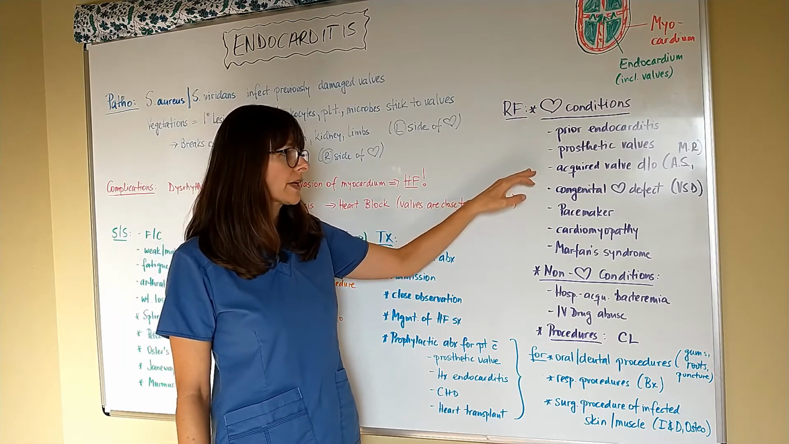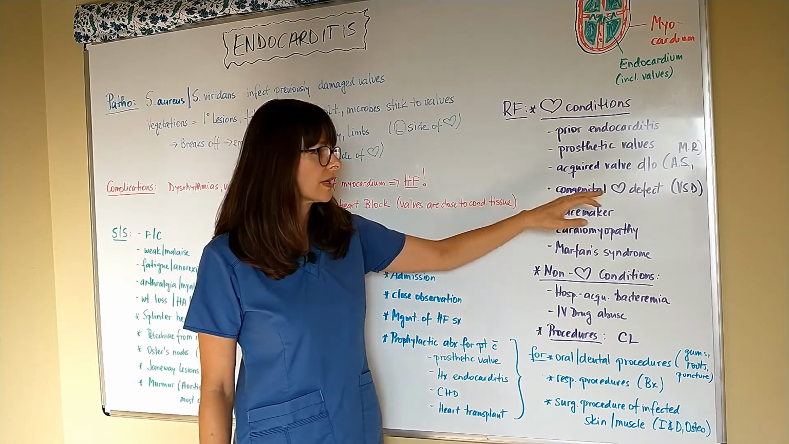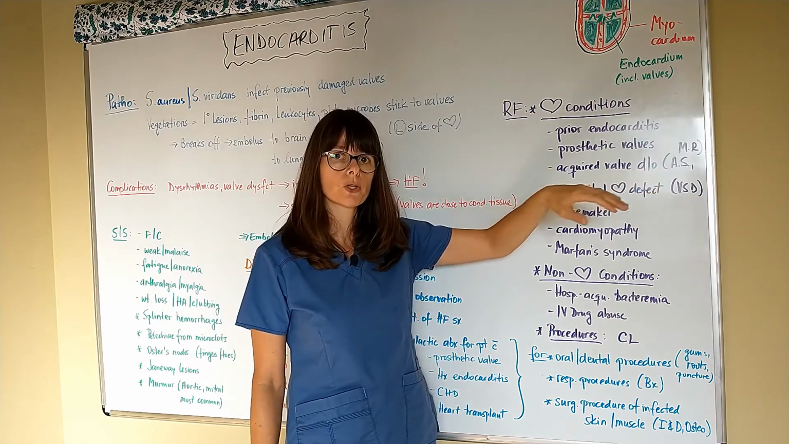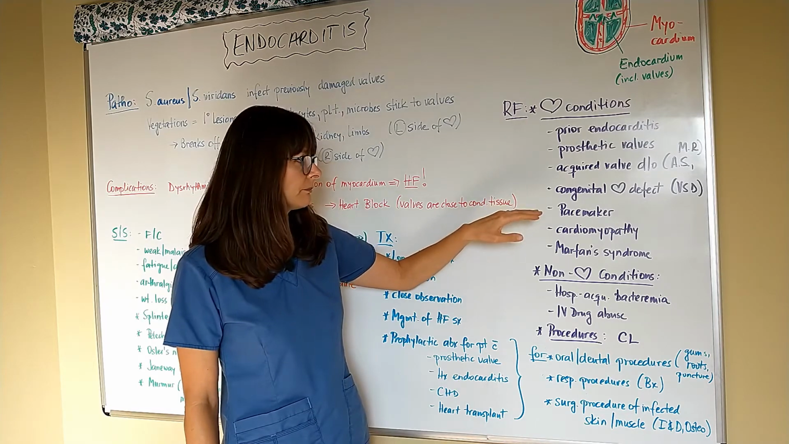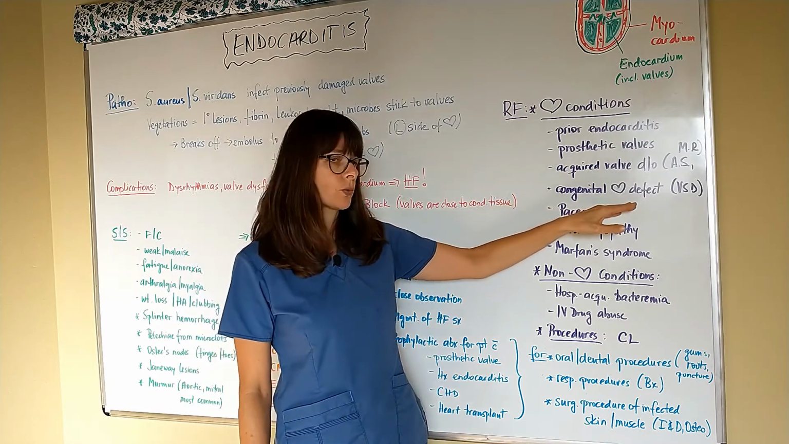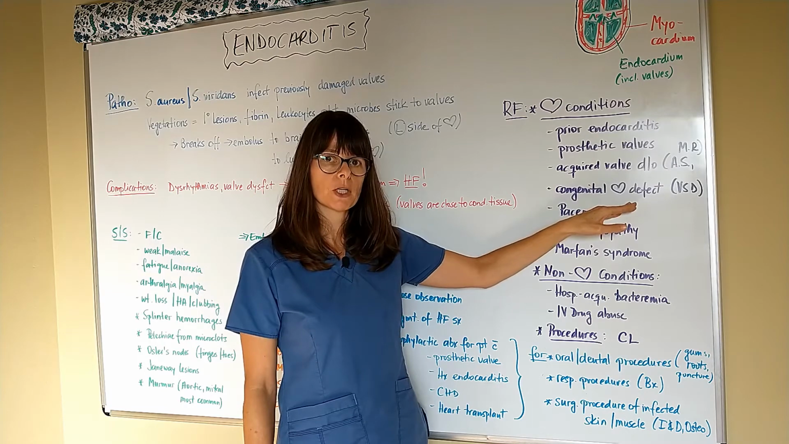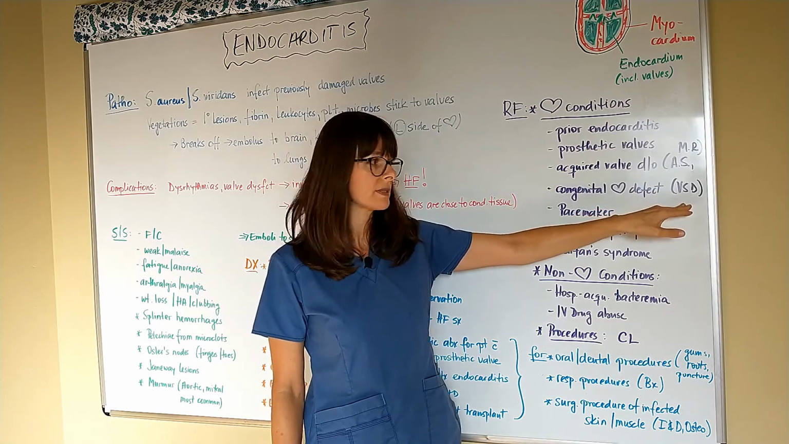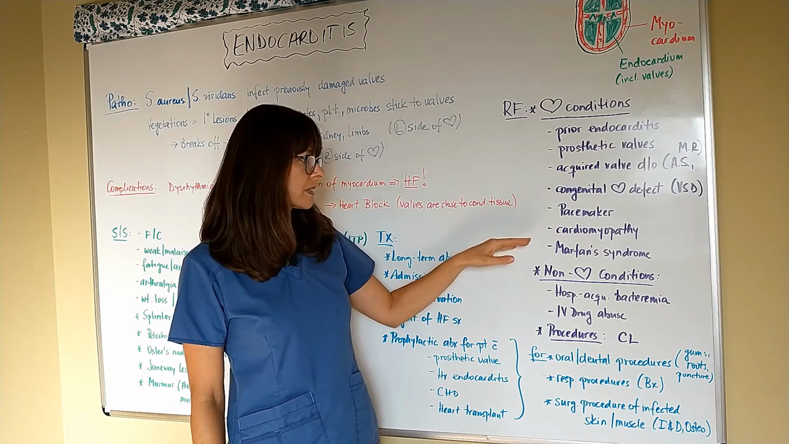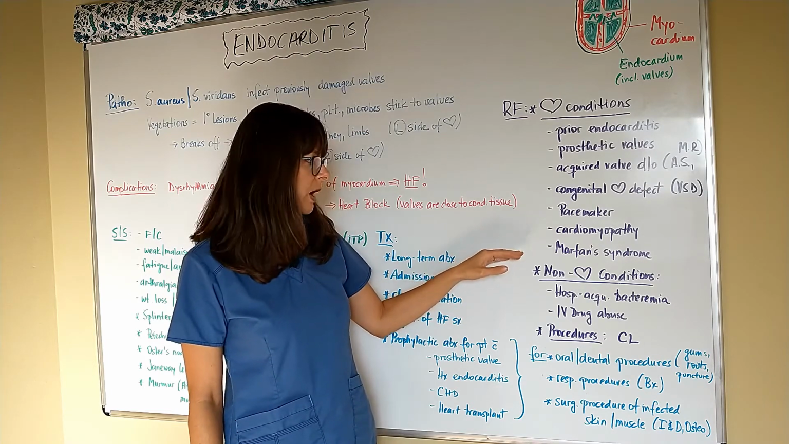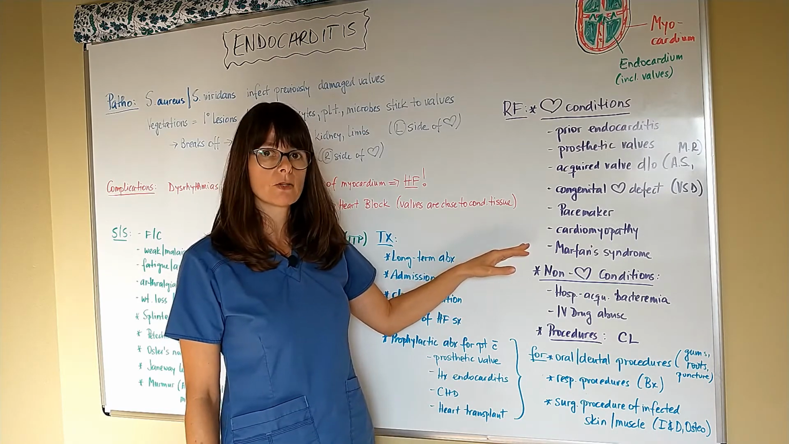Now, risk factors for endocarditis include cardiac conditions such as prior endocarditis, which puts you at higher risk, any prosthetic heart valves, acquired valve disorders such as aortic stenosis and mitral regurgitation, as happens in a lot of our older population, congenital heart defects, so any abnormal defects that patients are born with, such as ventricular septal defect, a pacemaker insertion puts you at higher risk, as well as history of cardiomyopathy and Marfan syndrome.